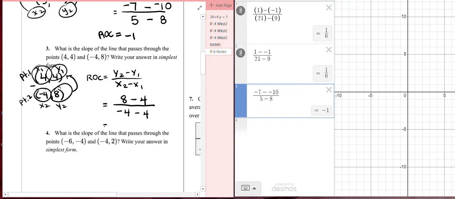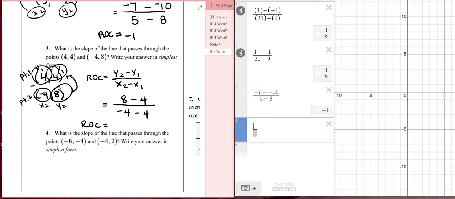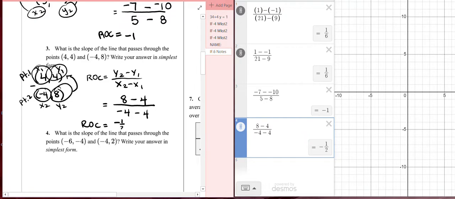Okay. And then using the calculator over here, we'll use the slash bar so that we can get the fraction going. And then it's 8 minus 4 over negative 4 minus 4. And that gives us negative 0.5. And once again, you can click this symbol right here. Hope you can see the mouse moving. And it'll make it into a fraction, negative 1/2. So there you go. So the rate of change is negative 1/2.